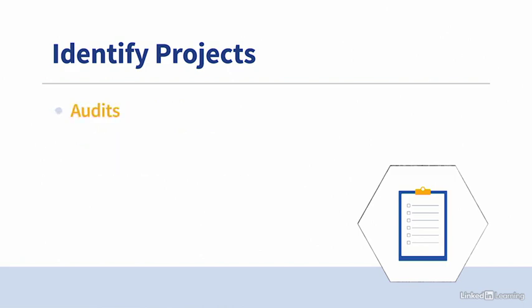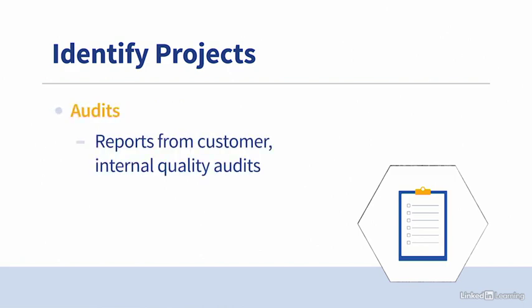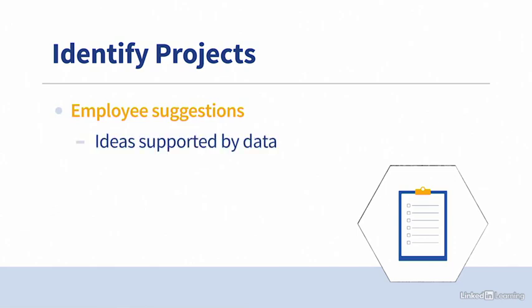Audits provide a good source for potential projects. Review reports from customer audits or internal quality audits. Any recurring findings or areas with chronically poor performance are potential targets. Employee suggestions are another source for identifying projects, especially when the improvement ideas are supported by data.